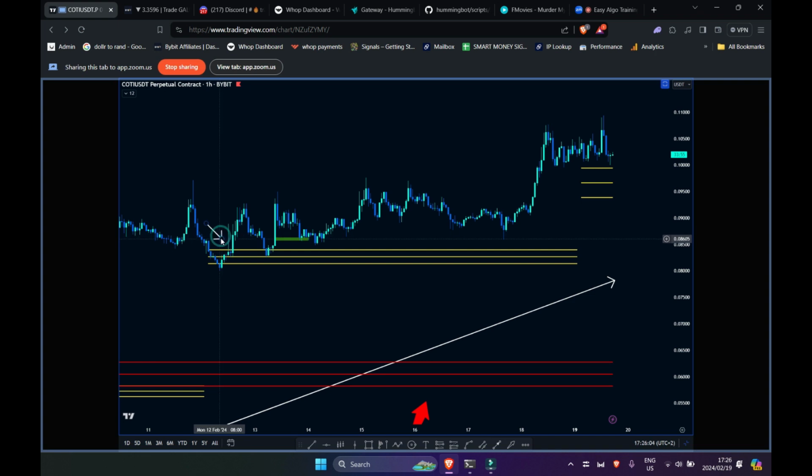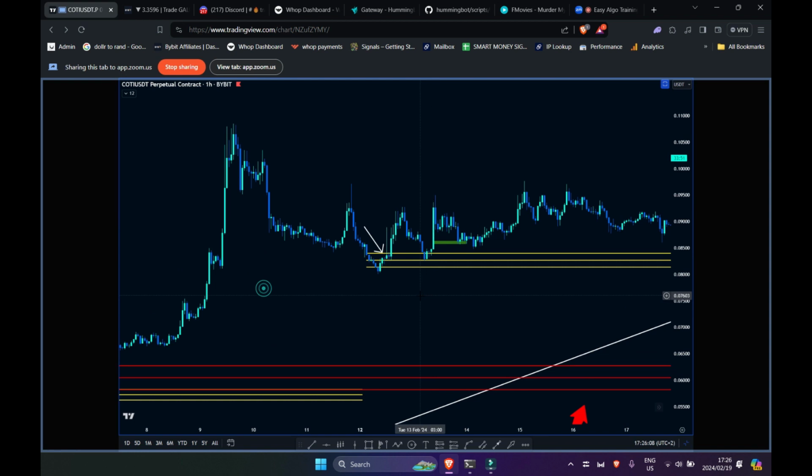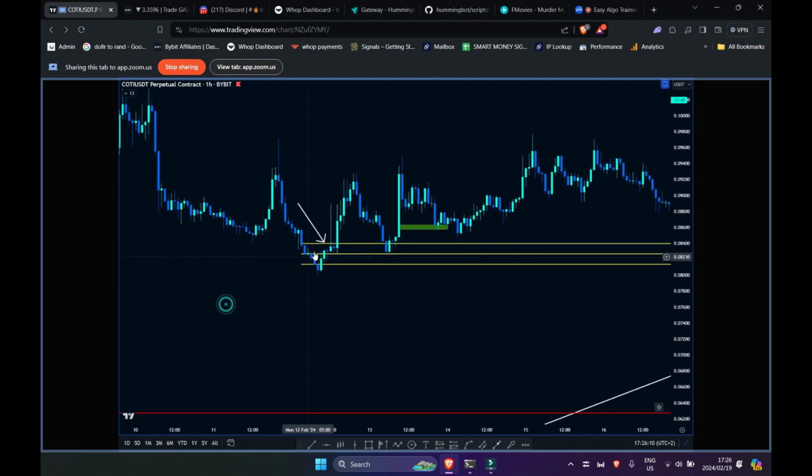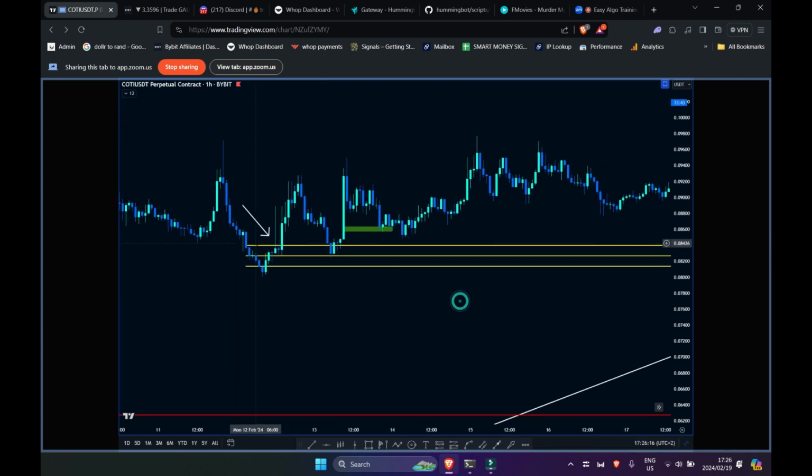The first entry would have been over here as price broke above here, and you can see we got this massive liquidation, got this massive resistance. So I would have entered on this break. So that would have been your first entry. Otherwise, price comes up, then comes back down, and then we get another breakout over here. That would have been another entry. So we had two entries we could have entered into this grid.